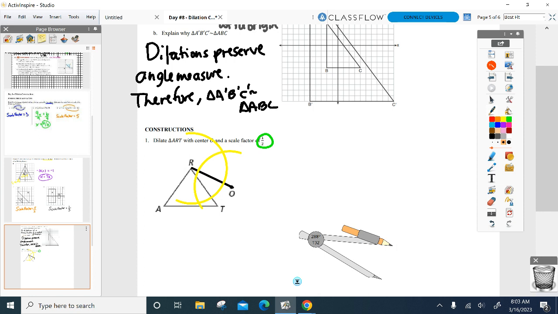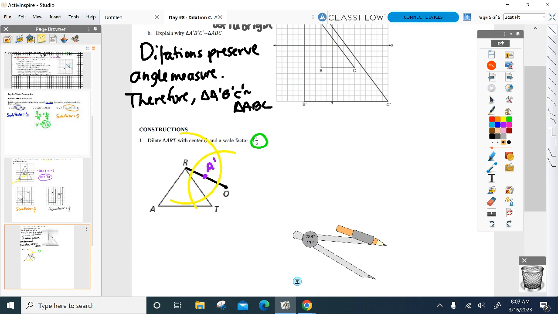So you don't have all these lines flying around, line up your straight edge through both points of intersection, and then just make a little mark where it intersects RO, and that is R prime. Okay, that's R prime. And that's what we're going to do for the rest of the points. You choose. You could go T or you can go A, whatever you prefer. Cut that line segment in half using your compass, and then make a marking where T prime and A prime should be.